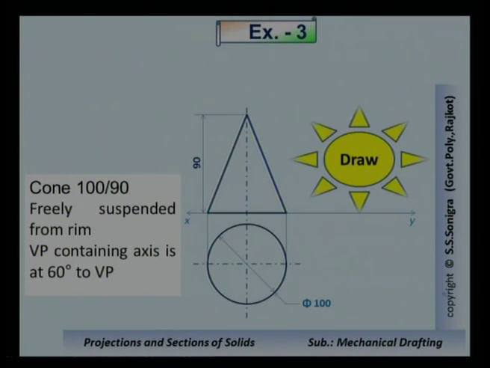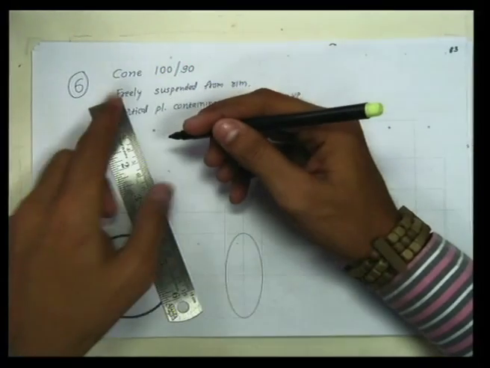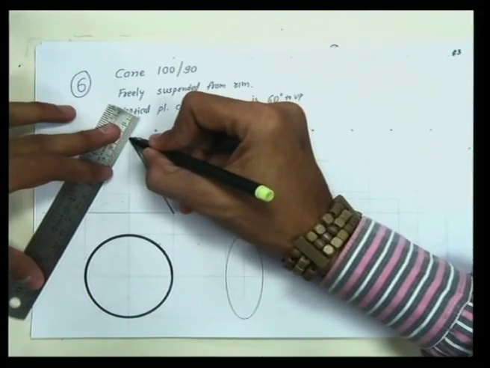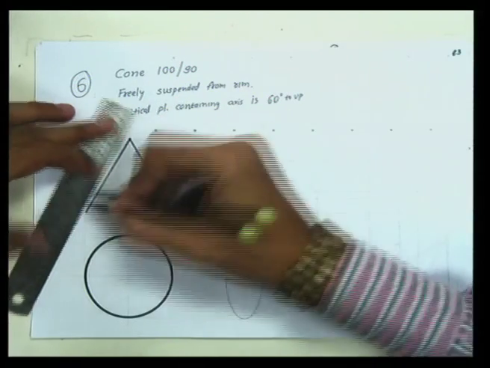Now we have to draw this solution. Until now it's clear to us. In any problem these steps would be alike in case of cone. Now, as per the given data, what should we do? Here it is given that it is freely suspended from its rim. If we suspend this solid from its rim, it's freely hanged.